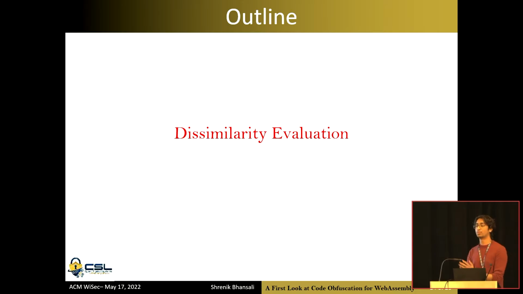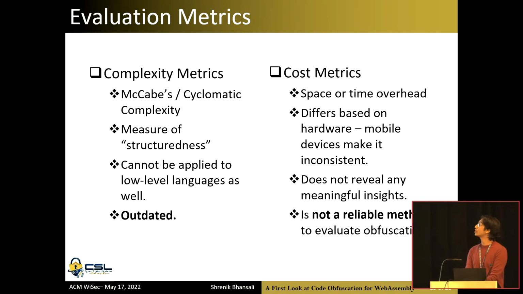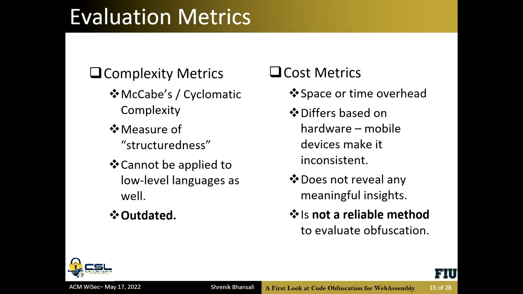Because the end goal of an obfuscation is to produce a dissimilar product or a dissimilar program, we chose to measure the similarity between our unobfuscated and obfuscated programs. There are many different ways to do so, many different metrics that you could use to measure. Historically, in obfuscation literature, there were 3 metrics that people used.